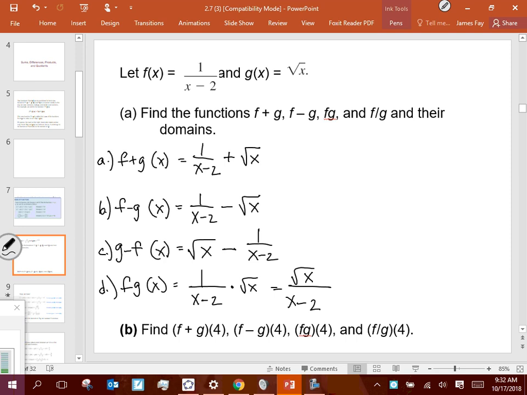Okay, now let's do, I know we only want f divided by g, but let's find both. So f divided by g of x would be 1 over x minus 2 divided by root x. Now, can we simplify that? We have division by a fraction, right? Let's multiply by a reciprocal and multiply by 1 over root x. So that's going to be 1 over root x times x minus 2.